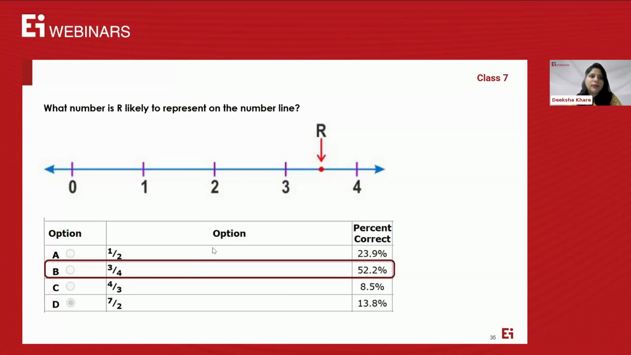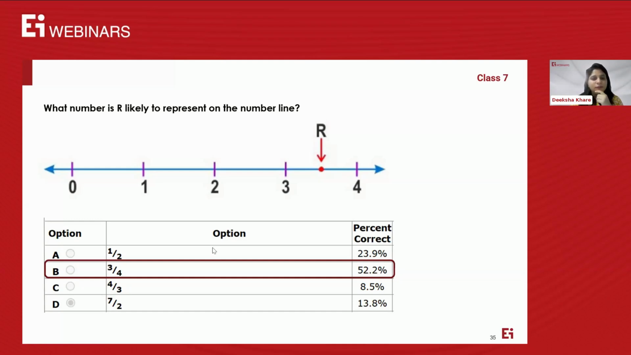Look at the question on the slide. What number is R likely to represent on the number line? So we all know that R is between 3 and 4, exactly halfway between 3 and 4. So that makes it 7 by 2. 7 by 2, option D is the correct answer.